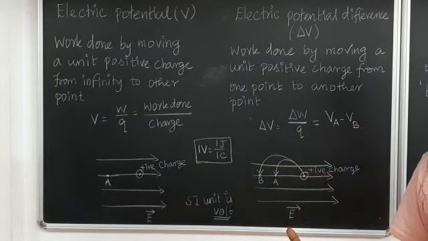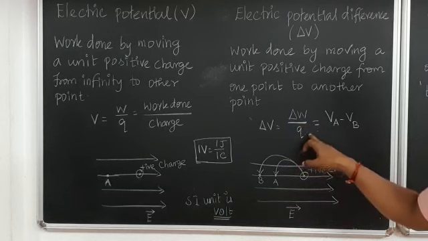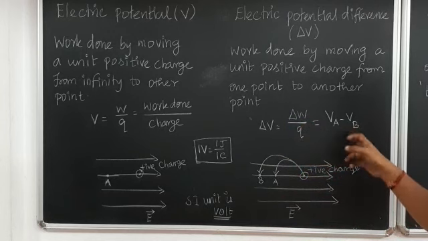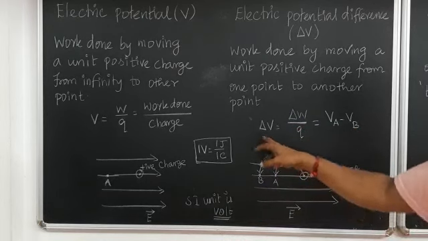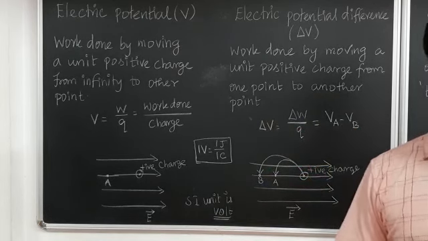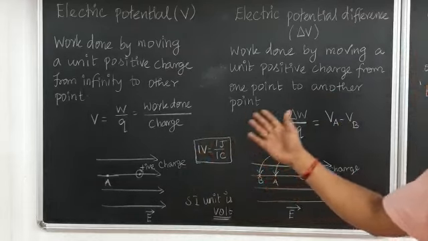So this del V is the electric potential difference, which we can write as del W, the change in work done or change in energy, divided by charge. We can write it as VA minus VB, or sometimes VB minus VA. This potential difference may be zero, positive or negative.